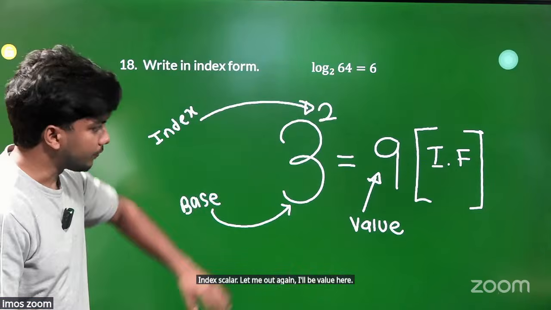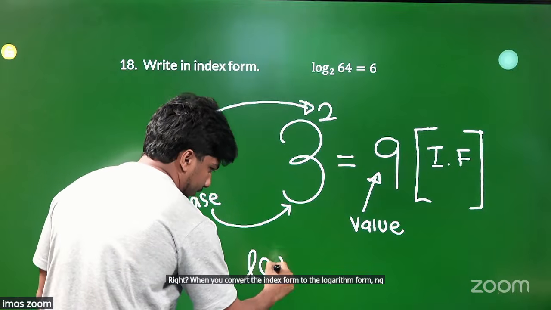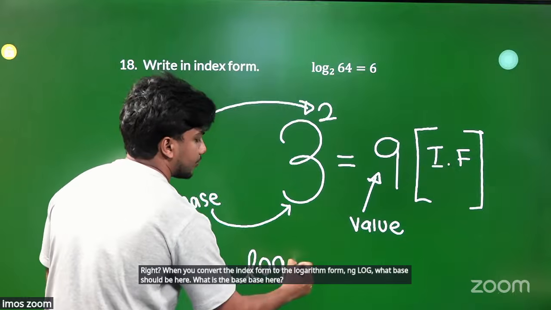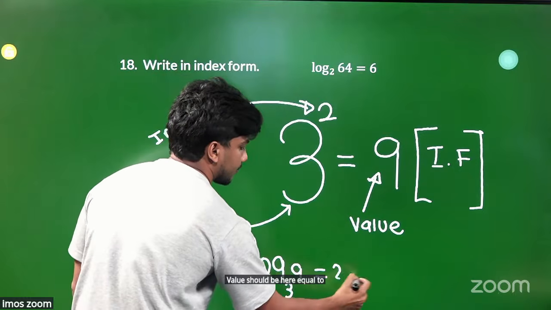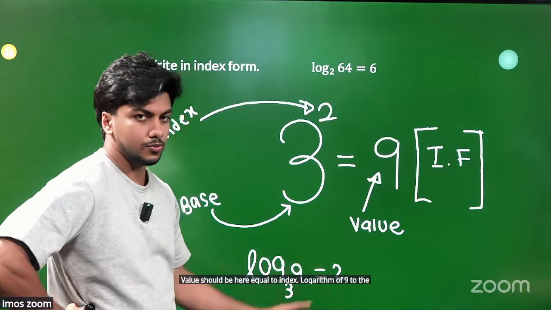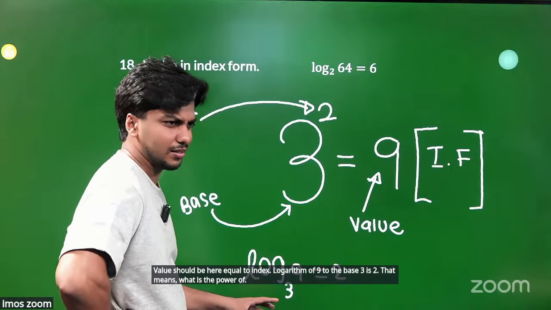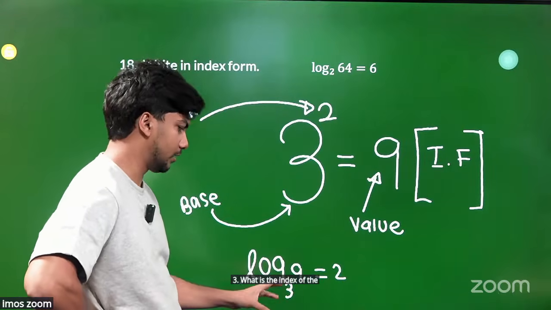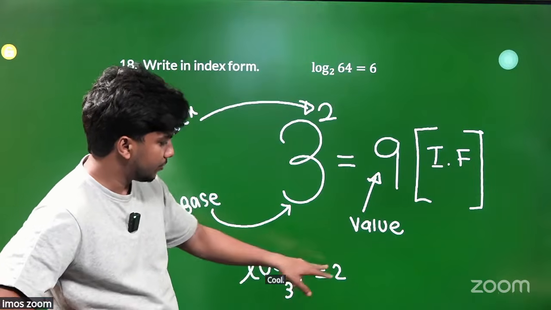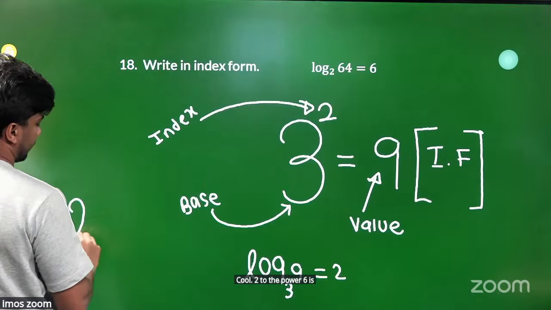Right? When you convert the index form to the logarithm form, then log, what is base should be here? What is the base? Base here. Value should be here equal to index. Logarithm of 9 to the base 3 is 2. That means, what is the power of 3? What is the index of the power 3 for the 9? 2. Okay, 3 to the power 2 is equal 9. Then here 2 to the power 6 is equal 64.